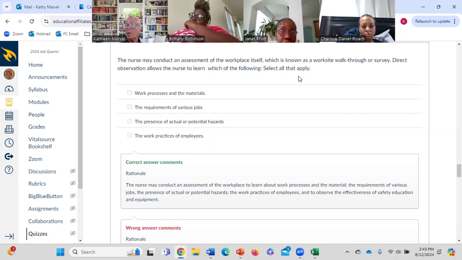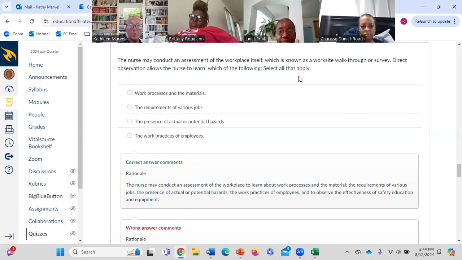Okay, and we'll talk about this more in detail, but the occupational nurse needs to have an understanding of what the work processes and the materials are in the workplace. She needs to understand the job descriptions, the requirements of various jobs, to make sure people are trained adequately to perform their duties safely. She also needs to be aware of the potential hazards. Those are the MSDS sheets you have in all your facilities.